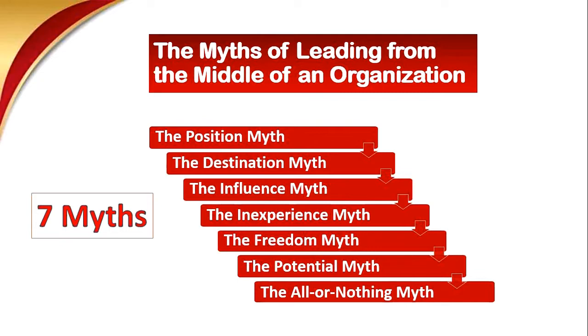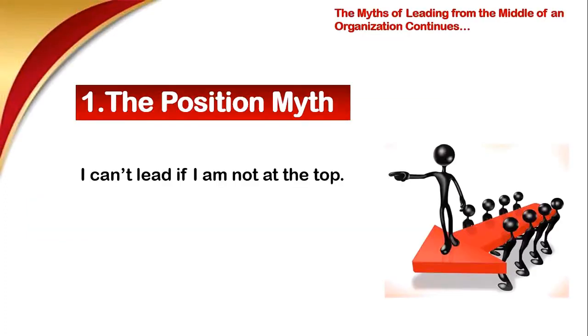before that we need to know why the people in the middle of an organization can be the 360-degree leader. What are the myths? So you see there are 7 myths. First is the position myth. Second is the destination myth. Third, the influence myth. Fourth, the experience myth. The freedom myth. The potential myth. The all or nothing myth. So let's talk about them one by one.